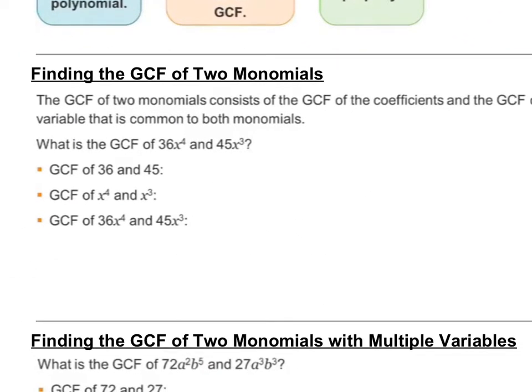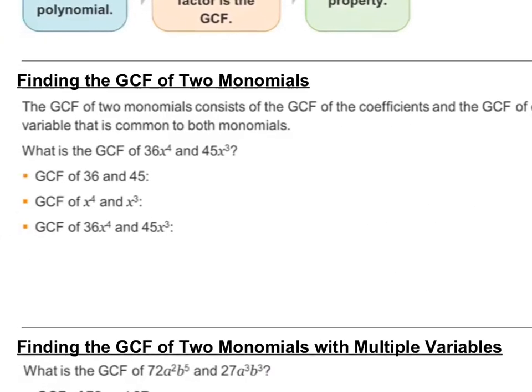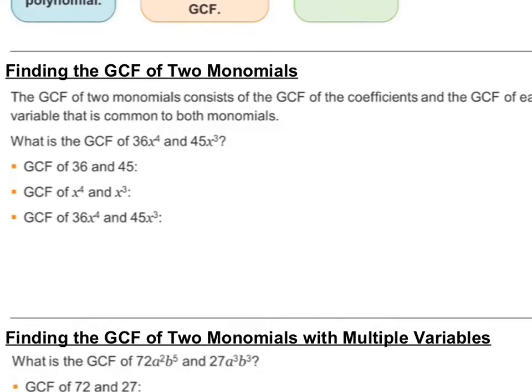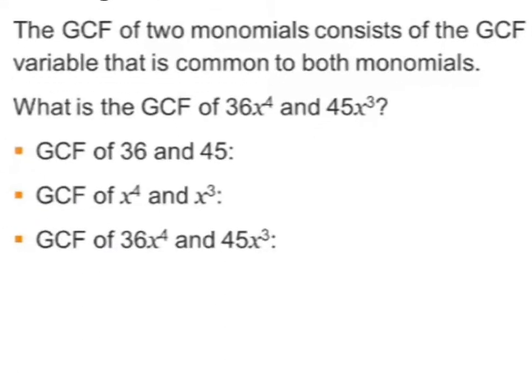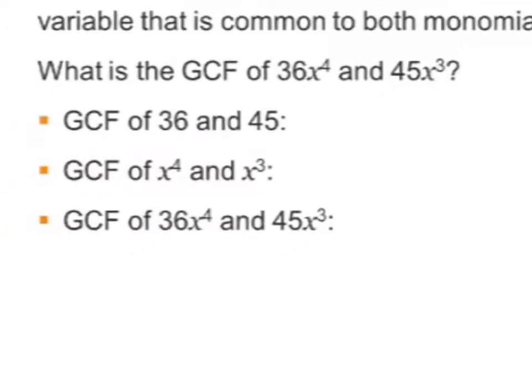So let's take a look at this. It says finding the greatest common factor of two monomials. The greatest common factor of two monomials consists of the greatest common factor of the coefficients and the greatest common factor of each variable that is common in both monomials. So we have these monomials here, 36x to the fourth and 45x cubed, and we want to find the greatest common factor. The first thing we want to do is find the greatest common factor of 36 and 45, which we've already done, and that's going to give us 9.